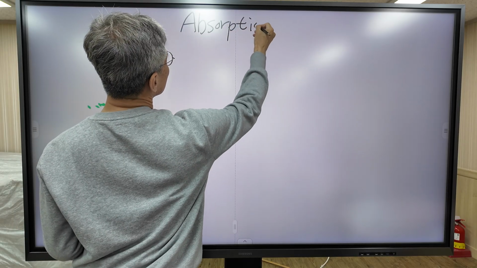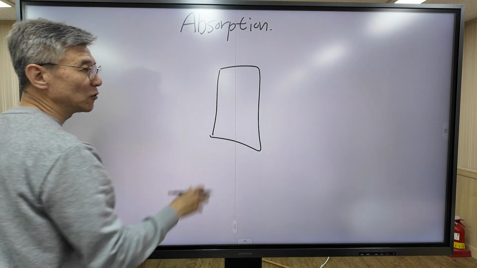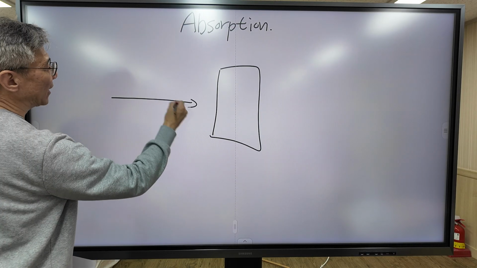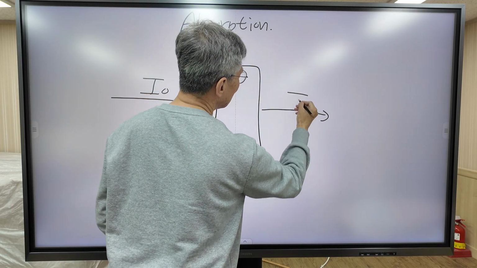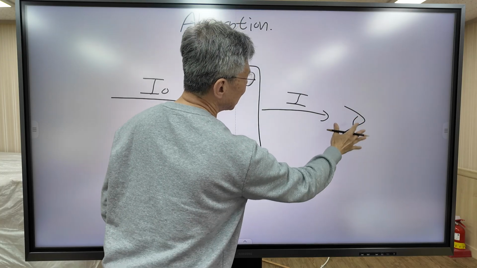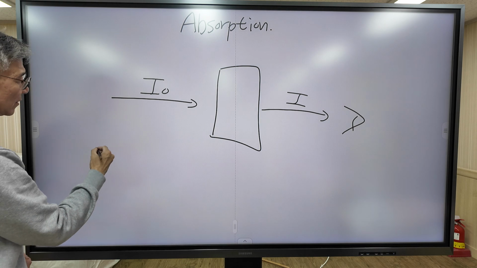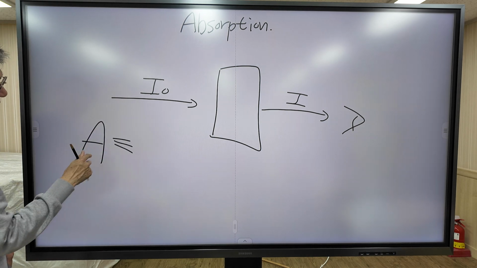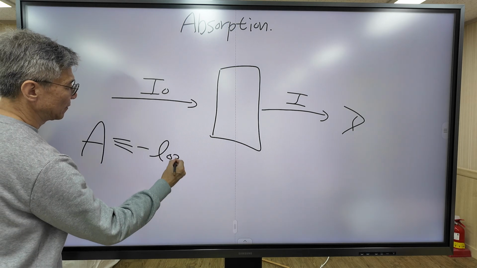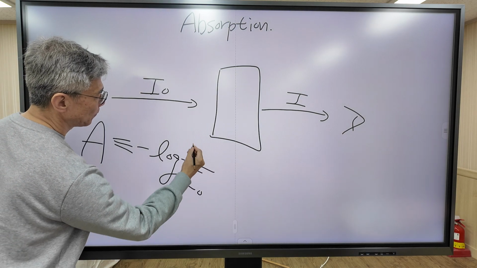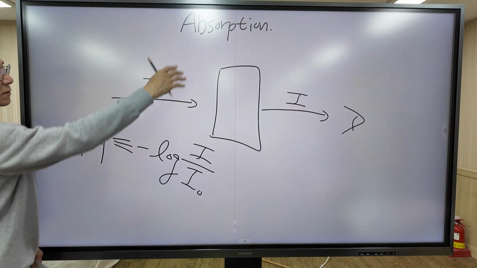In absorption spectroscopy, this is a cuvette. The sample is placed in the cuvette, and light of intensity I0 is directed at the sample, and the transmitted light intensity I is measured on the opposite side. In absorption spectroscopy, we measure absorbance. This is the measured quantity. The absorbance is defined like this. This is the definition of absorbance, which is observed in absorption spectroscopy.